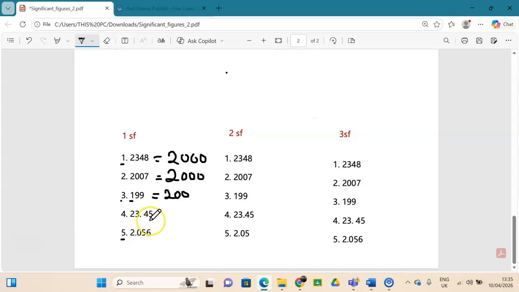Now here we have a decimal. Oh, I've done the number 3, which I wasn't supposed to do. Okay. So let me leave number 4. I will do number 5. So you do number 4 yourself.